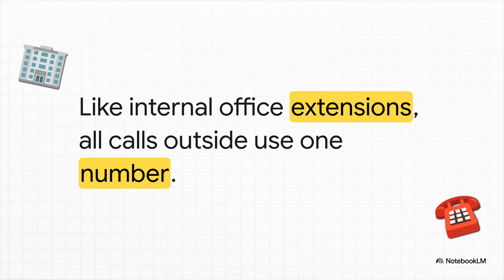Employees all have internal extensions like 101, 102, and 103. They can call each other easily all day long. But when any of them calls a client on the outside, the client's caller ID only ever shows the company's main phone number. Everyone in the building shares that one main external line.